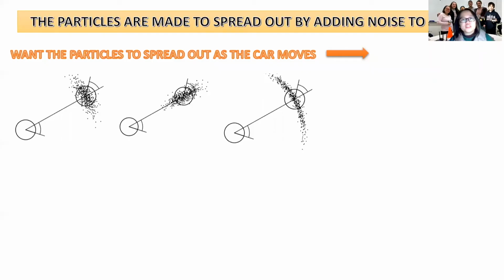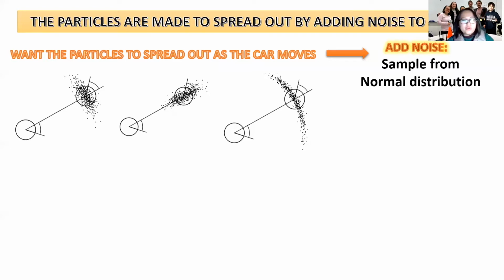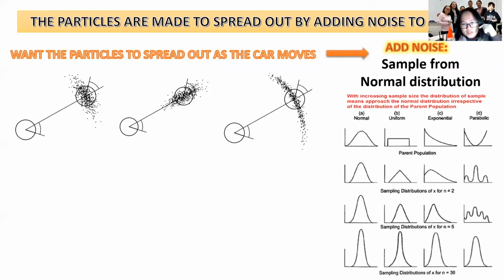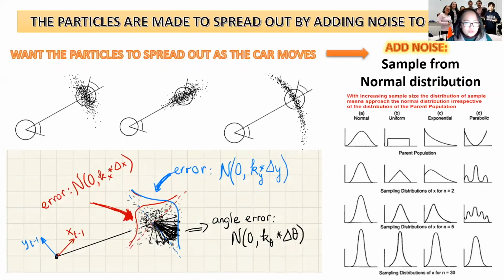We're interested in the spread of the particles rather than their deterministic locations. In order to make the particles spread out as the car moves, we need to add noise to the model. So to find the noise, we sample from the normal distribution. Why the normal distribution? Because by the central limit theorem, if the sample size is large enough, then the sample means are normally distributed. Therefore, with a large sample size, we want to use the normal distribution to model our noise.